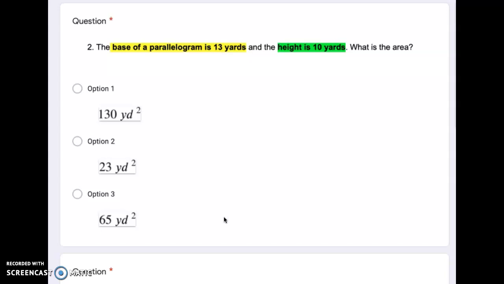Number 2, the base of a parallelogram is 13 yards, and the height is 10 yards. What is the area? 130 yards squared, 23 yards squared, or 65 yards squared.